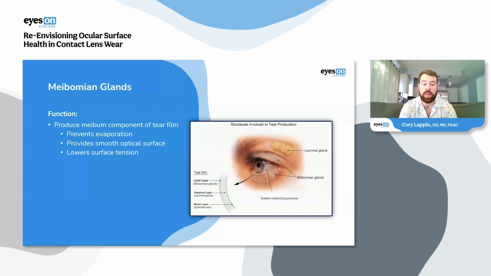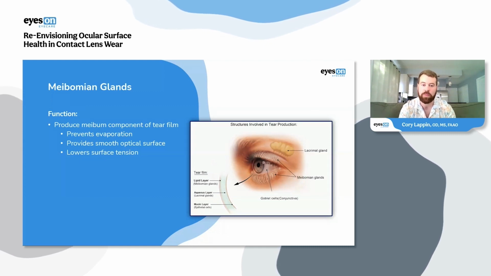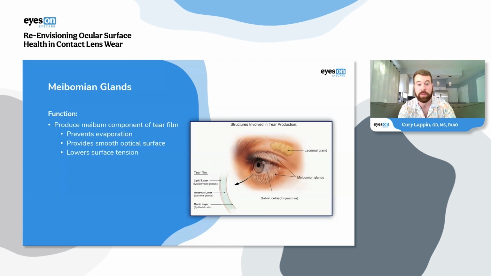And we all know that the meibomian glands play a major role in ocular surface homeostasis by providing the lipid component to the tear film, which prevents evaporation, gives us that smooth optical surface, and lowers surface tension to reduce friction with blinking.